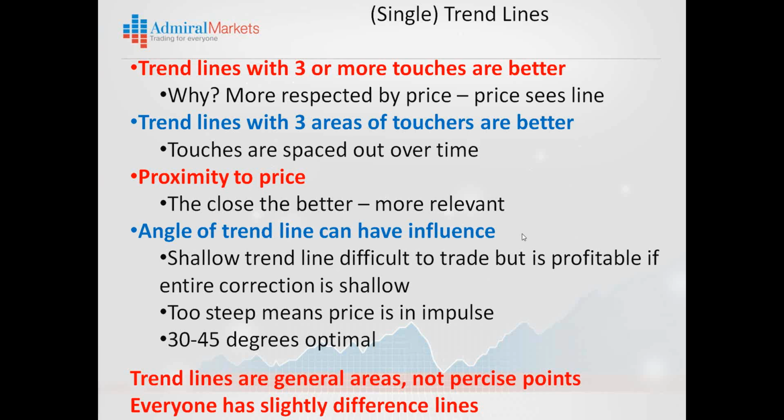Maybe the only thing I want to add is that the touches are a bit spaced out over time. What I like to see on a trend line is, for example, an up move and then a correction. What I mean by spaced out over time is that you get a trend line with three touches, but there's a significant gap in the chart between those touches, and then you get the break. Sometimes you have a small move up, two candles down and a move up, two candles down and a move up, and you theoretically could draw a line that already has three touches, but it's just one area.